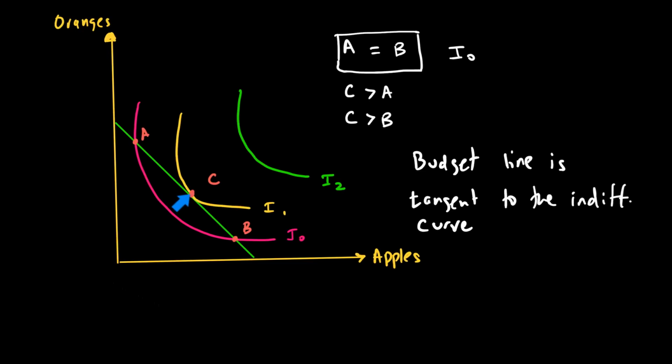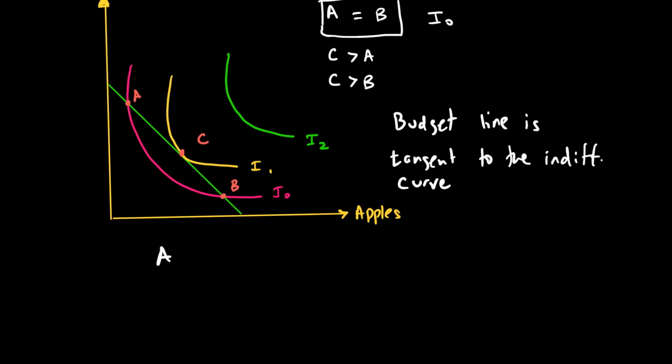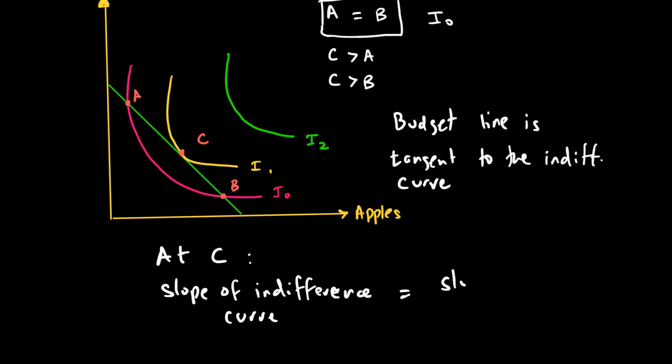So combination C is such that this green budget line is tangent to the indifference curve I1, and beyond I1 I have all the unaffordable indifference curves, but I1 is the indifference curve that gives me the maximum possible satisfaction that I can buy from my limited income. Now at point C, what is important to see is that at C the slope of the indifference curve is equal to the slope of the budget line.